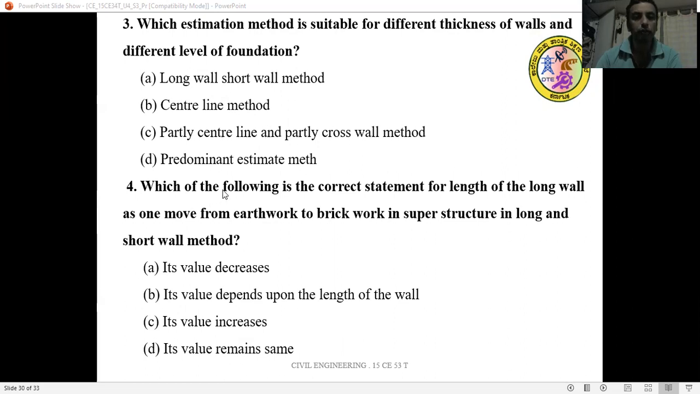Fourth one. Which of the following is the correct statement for the length of the long wall as one moves from earthwork to brickwork in superstructure in long wall and short wall method? A. Its value decreases. B. Its value depends upon the length of the wall. C. Its value increases. D. Its value remains the same.